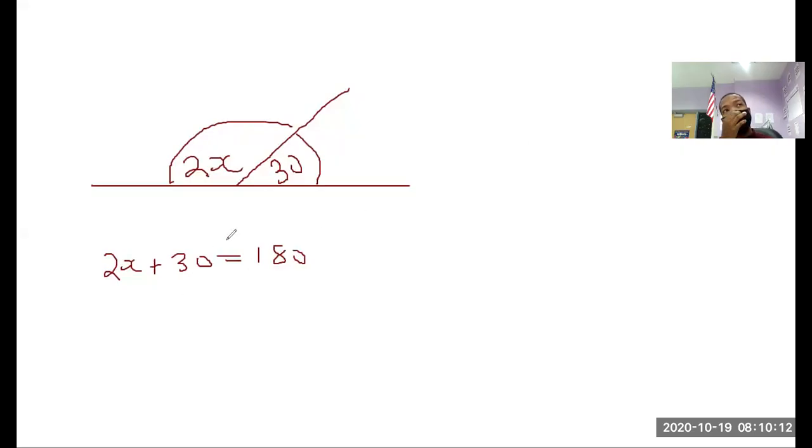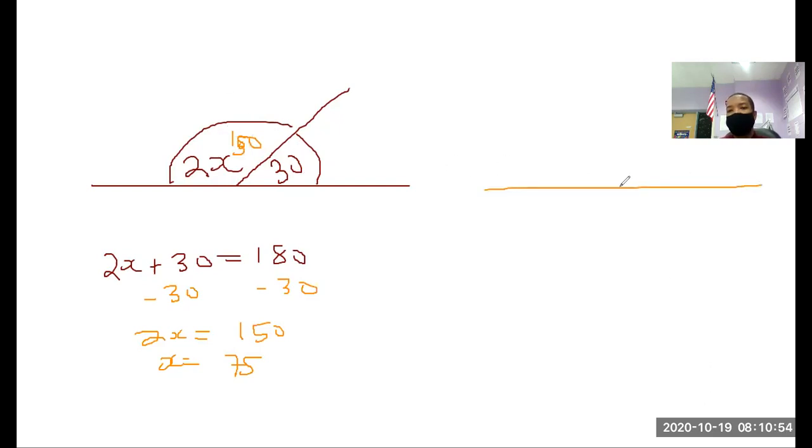So then, if I have my equation, all I've got to do is find what x is. All right, so for here, minus 30 on both sides. So 2x is equal to 150. So x is equal to 75. I just divided it by 2. Now if I want to find what this angle is up here, I just put 75 where x is. So this angle right here is 150. And it makes sense because they both add up to be 180 and they are supplementary angles.